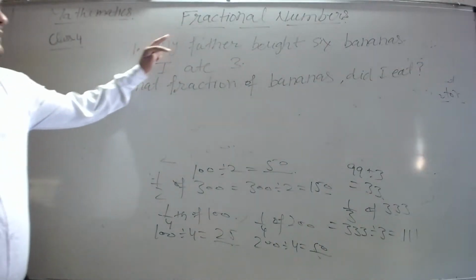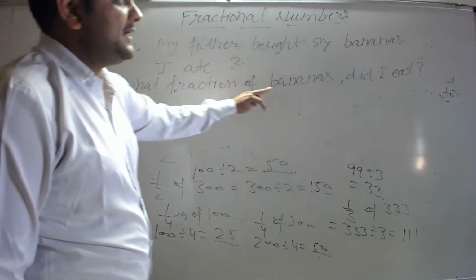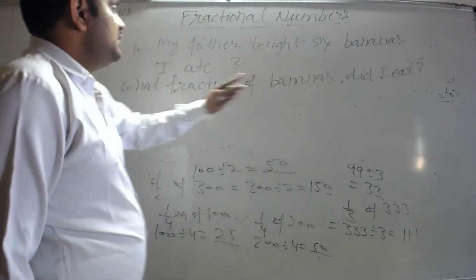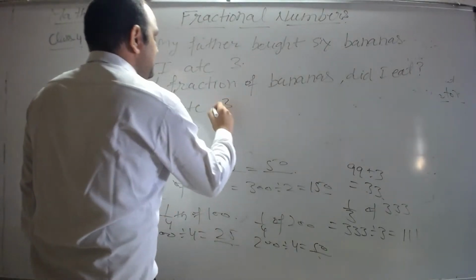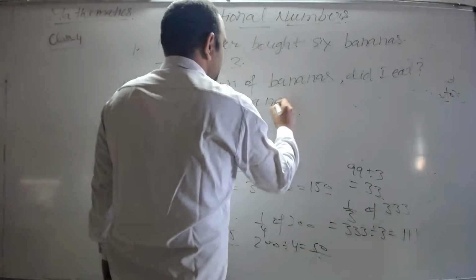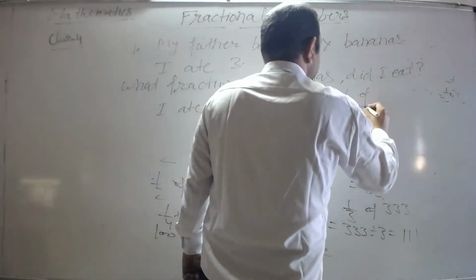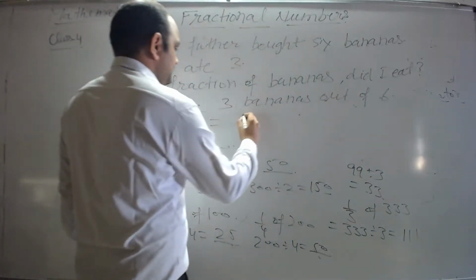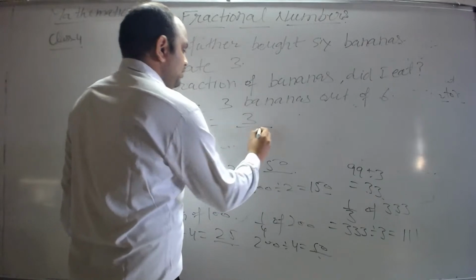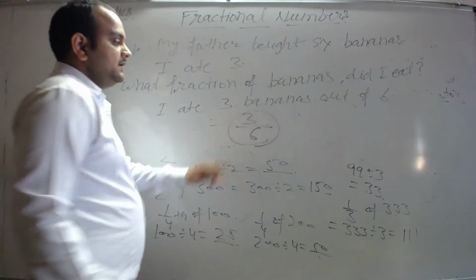My father bought 6 bananas. I ate 3. What fraction of bananas did I eat? So I ate 3 bananas out of 6. So what will be the fraction? The fraction will be 3 out of 6.